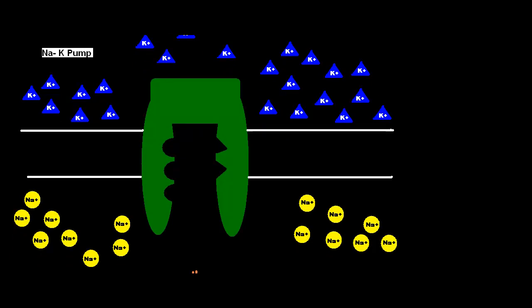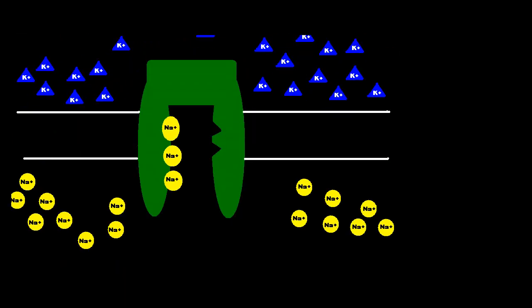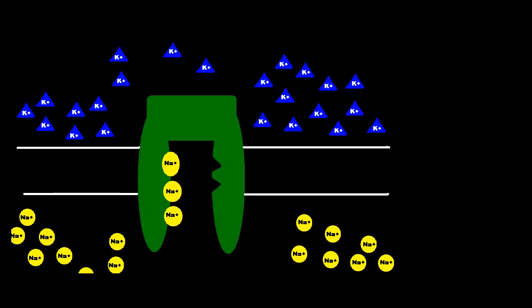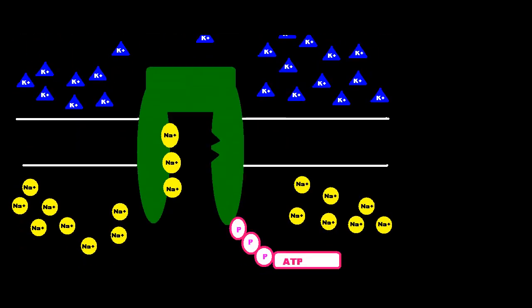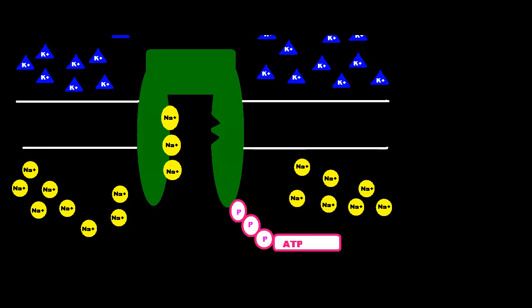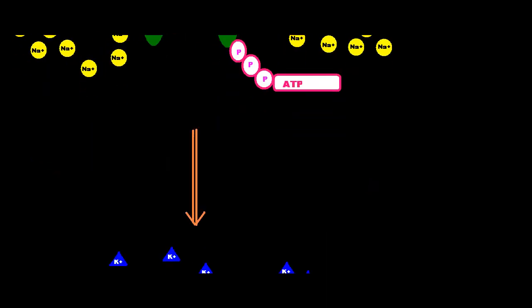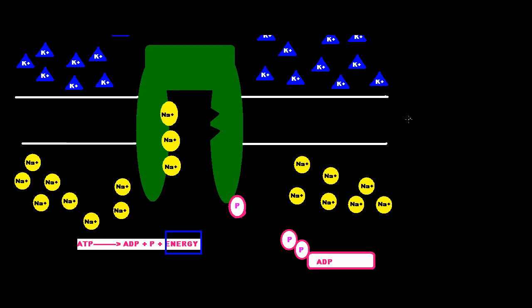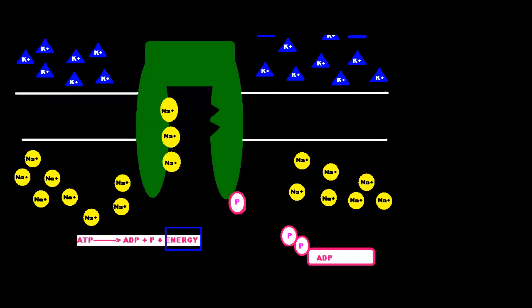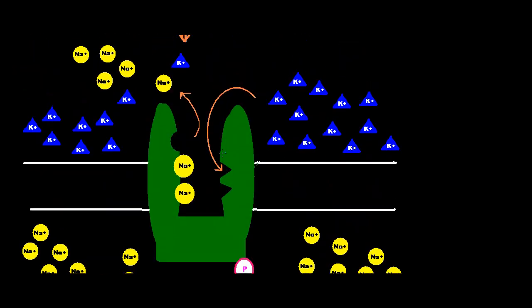During the refractory period, this is the initial shape of our green sodium-potassium pump. Then this pump takes up 3 sodium ions from the cytoplasm. An ATP molecule binds to this pump because this is an active process which requires energy. The energy released by the ATP molecule is utilized to change the shape of the pump. The 3 sodium ions are released on the outside of the cell.